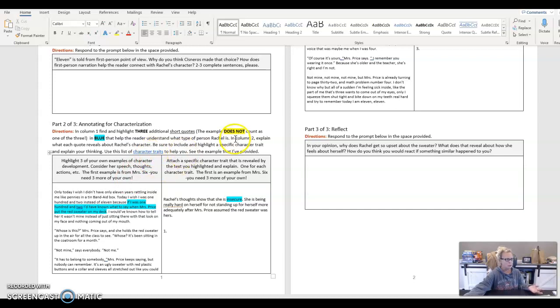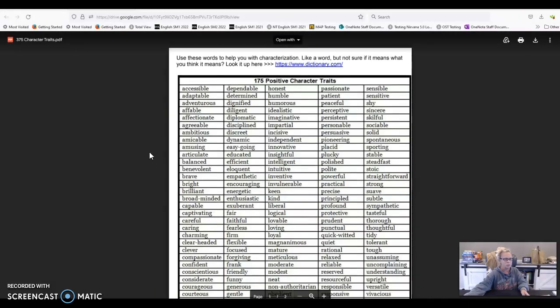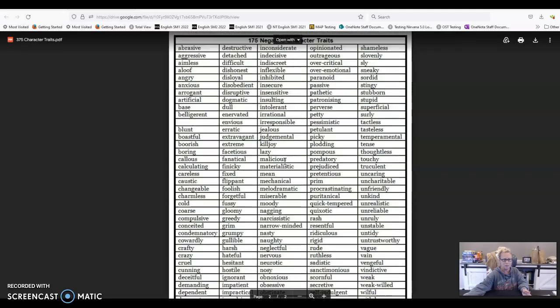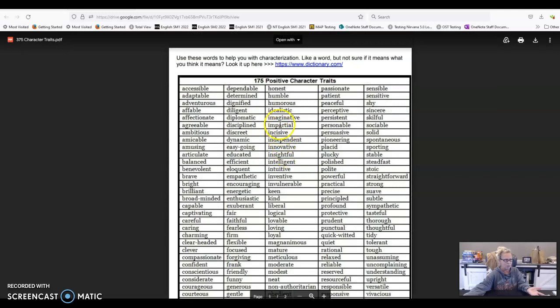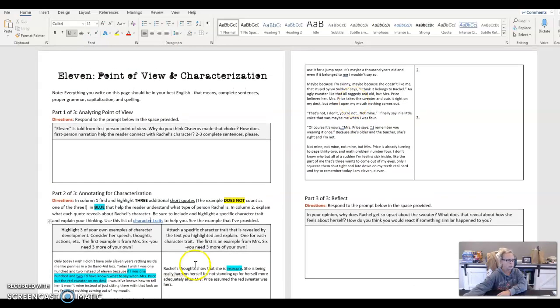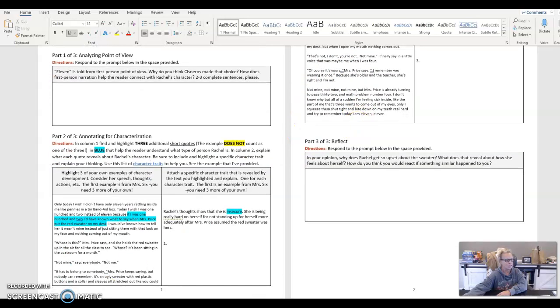So we need to look for character traits that would maybe define her, describe her, right? Here in this little link, if you hit Control and click on it, it's going to pull up a page that will take you to character traits. There's a whole list of different types of character traits, positive and negative. So obviously you can use any of those that you would like to help describe her. As you read through this little excerpt from the short story "11," you're going to find something that really stands out as a specific trait, right?